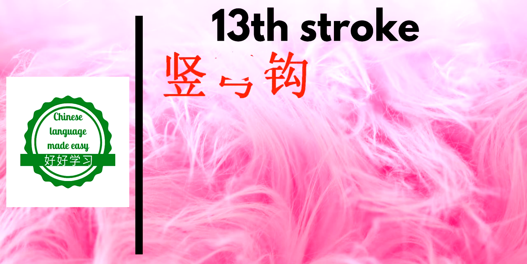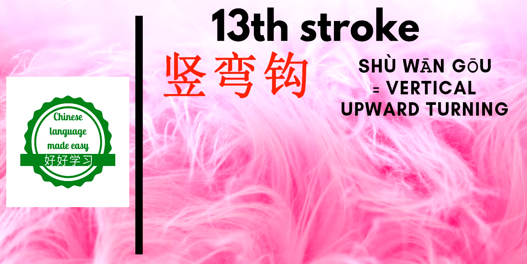Let's discuss the 13th stroke, and this is the pinyin in front of you: Shu Wan Gou. The English name of this stroke is vertical upward turning. This is the symbol which represents this stroke. The writing direction is that it should be written from top to bottom, then turning upward without being broken. So you have to keep this in mind.